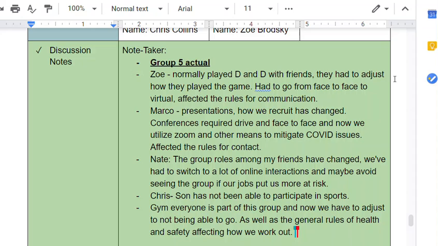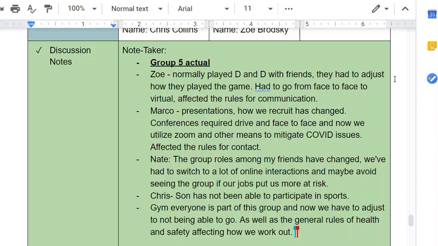I'm going to start with Zoe, who normally played Dungeons & Dragons with her friends face-to-face, and they had to adjust and play virtually to continue doing something they enjoyed. Then we had Nate, whose group of friends has adjusted as well, switching their whole relationship to online interactions instead of meeting in person, to do their part to eliminate this pandemic.